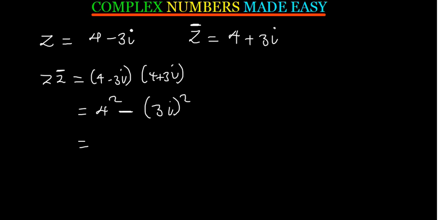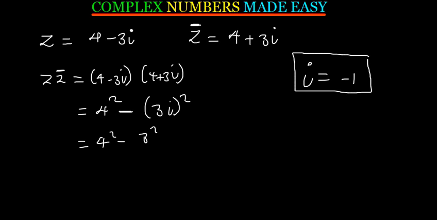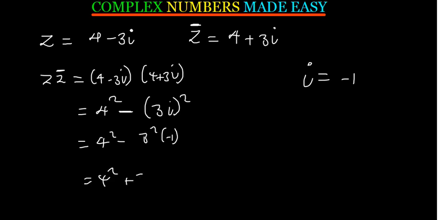So this will give you 4 squared minus 3 squared, now also i squared. It's supposed to be 3 squared i squared when we distribute that square. Now we know that i squared is negative 1. This is something that you need to know about complex numbers: i squared is equal to negative 1. So this will make it negative 1 here. This negative times this negative will give you a positive. So you are going to have 4 squared plus 3 squared.